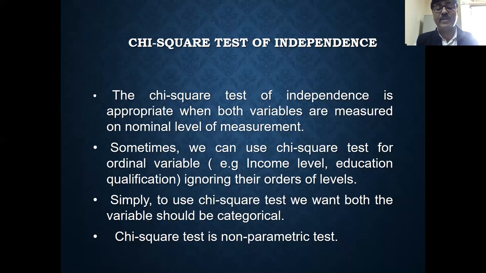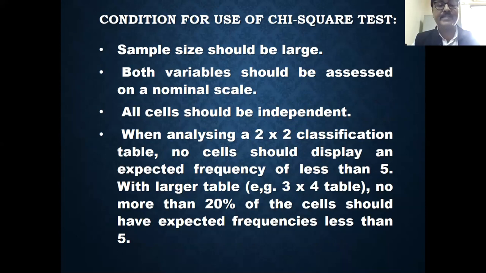No assumption about distribution is required here, but the condition is that the sample size should be large. We cannot use the chi-square test when the sample size is very small. If the sample size is very small, the Fisher test is available. The chi-square test is useful when you have a large sample size, like 100, 200, 300. Both variables should be assessed on a nominal scale. If a variable is assessed on an ordinal scale, you ignore the scale and can use this.